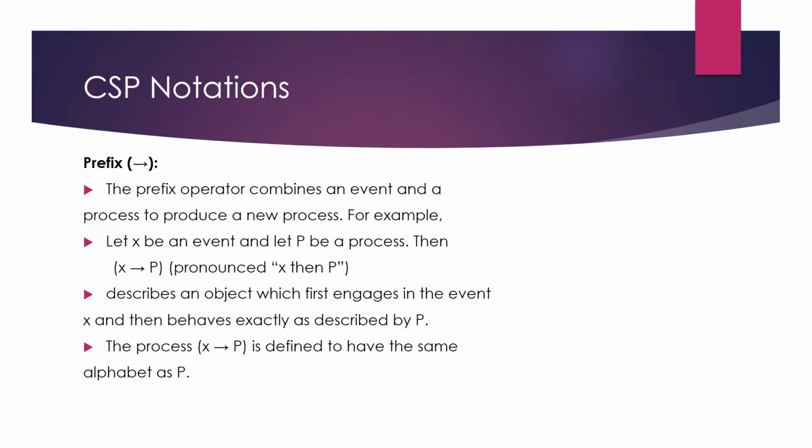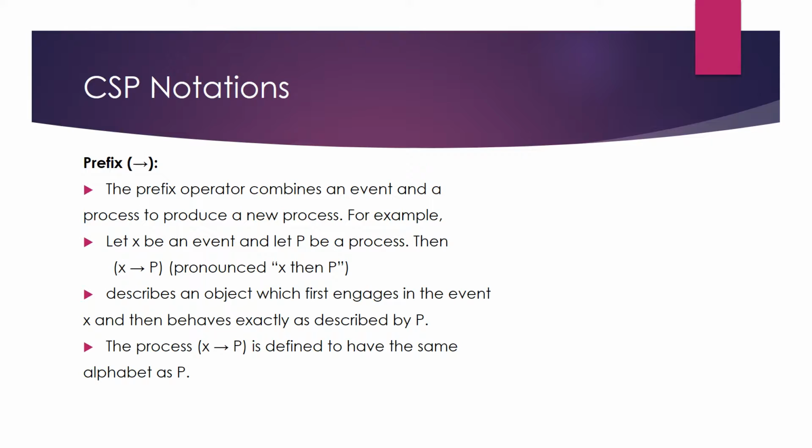So CSP is divided into notations and primitives, and some of the CSP notations, the first one we will discuss is prefix. The prefix operator combines an event and a process to produce a new process. For example, here it shows an event x and let P be a process. So x then P, it's pronounced like x then P, is described as a process which first engages in the event x and then behaves exactly as described by P.